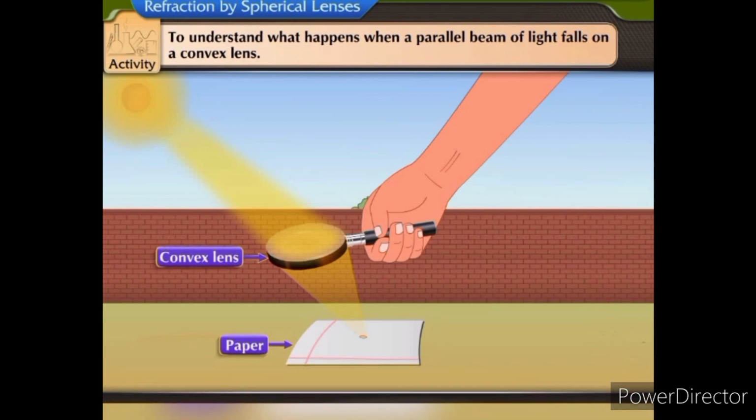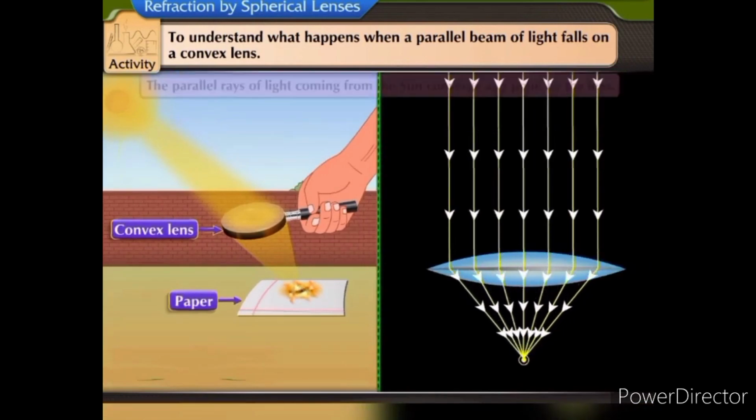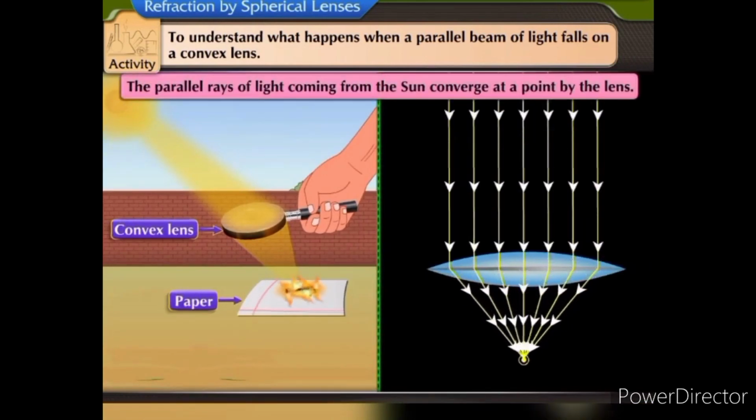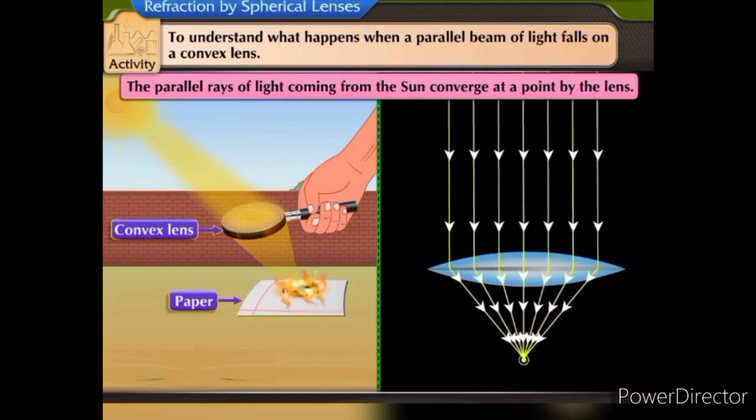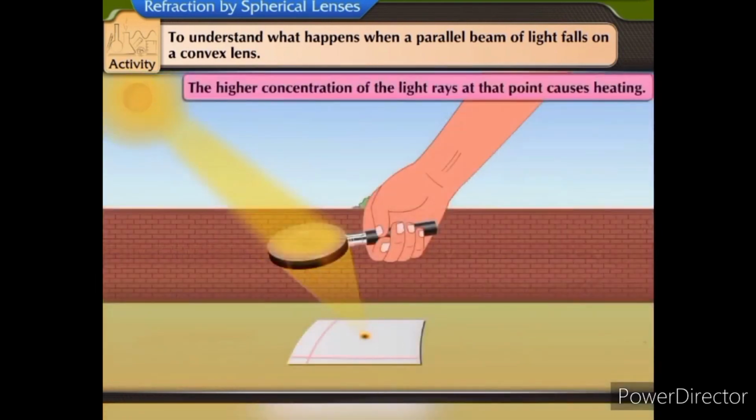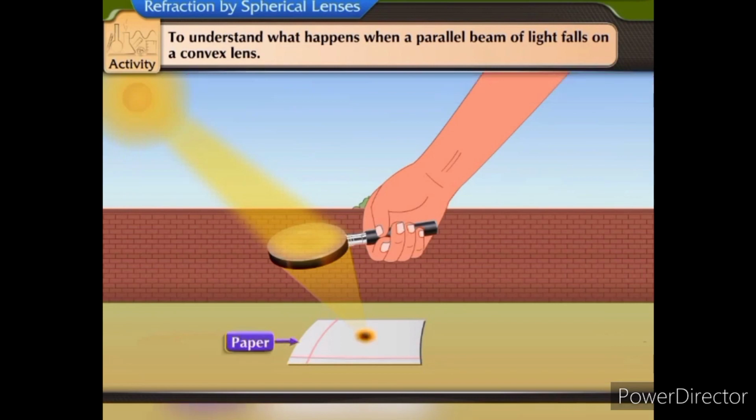Hold the lens in the same position for some time. You will observe that the paper begins to burn at the point where the image of the sun was formed. Why does this happen? Well, this is because the parallel rays of light coming from the sun converge at a point by the lens. The higher concentration of the light rays at that point causes the heating. As the paper at the point of image gets heated too much, it results into the burning.